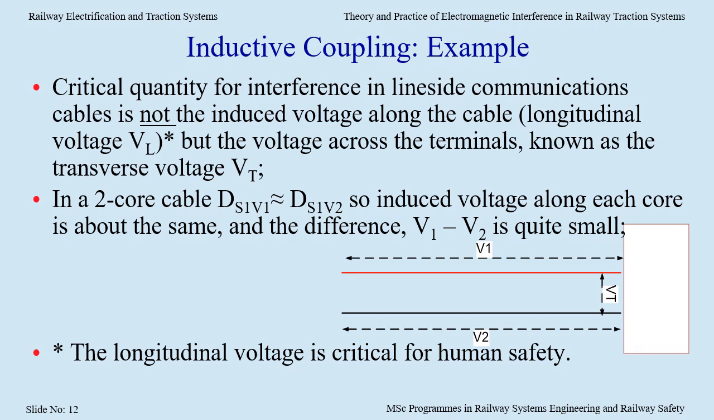The critical quantity for interference in line-side cables is not the induced voltage along the cable, known as the longitudinal voltage, VL, but the voltage across the load terminals, known as the transverse voltage, VT. In a two-core cable, the distance from the source conductor to each of the two victim conductors is more or less the same, so the voltage induced along each core is also more or less the same, and the transverse voltage, being the difference between the two longitudinal voltages, can be very small, even over several kilometers.